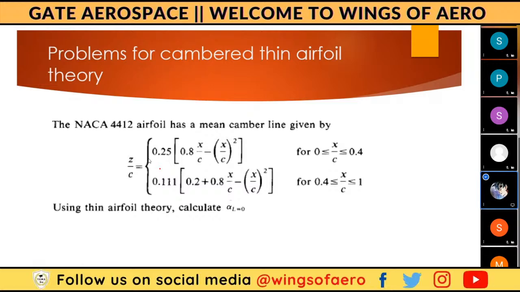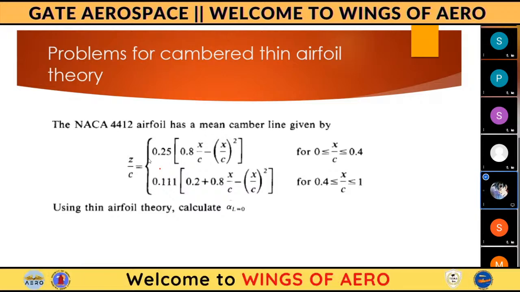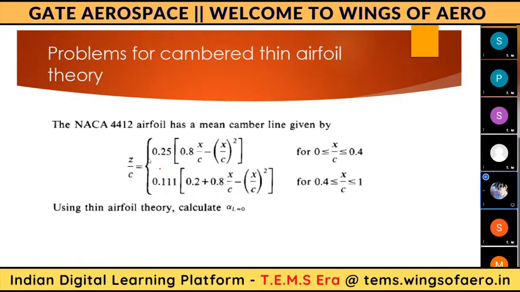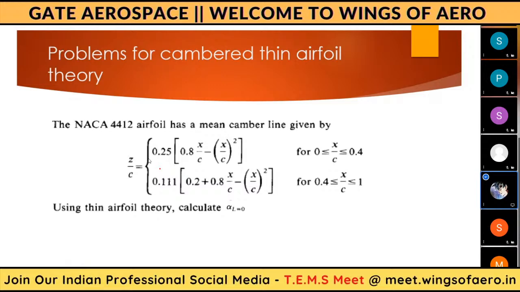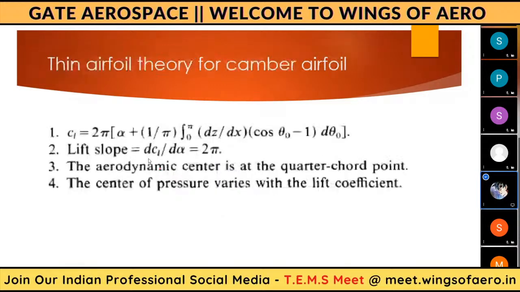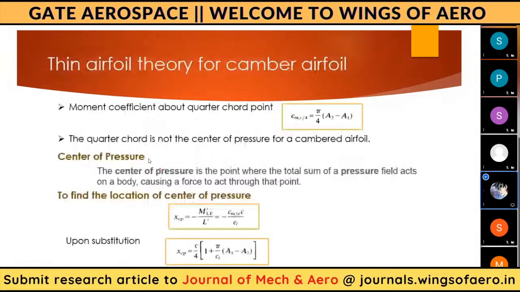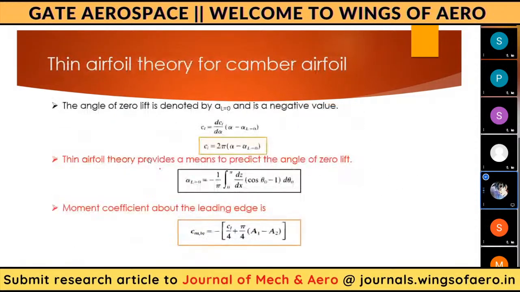So here they have given a 441 aerofoil. This is a cambered aerofoil, and the mean camber line equation is given. From this equation, we need to find the zero lift angle of attack value. So first of all, we need to know what is the zero lift angle of attack formula.